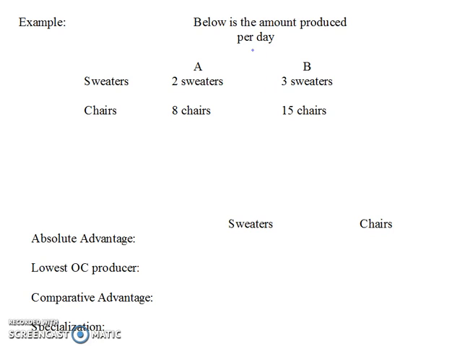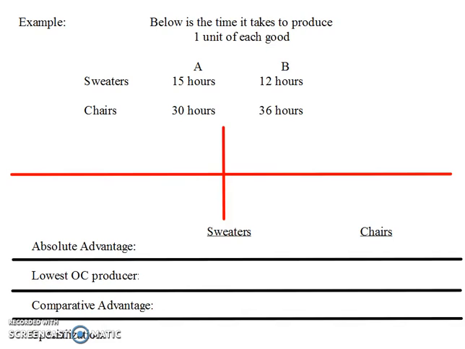But now we're going to change things on this example. This time we're going to look at how many hours it takes to produce a unit of a good, and that reverses the way that we think about things. So how many hours does it take to produce 1 unit of the good? If you get a problem like this, you have to change your thinking. First of all, let's look at absolute advantage.